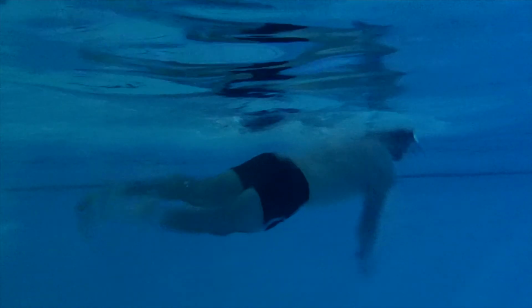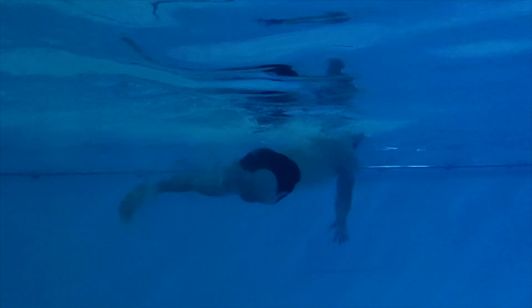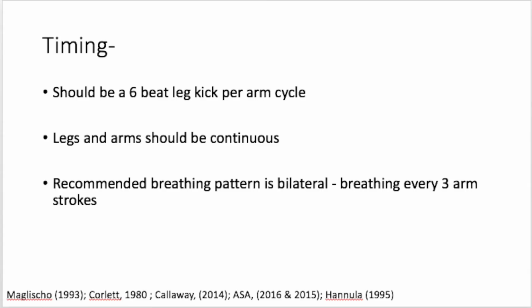The last part of the black principle is timing. For the timing to be good, the swimmer must have a continuous and alternating leg kick and arm cycle. The swimmer does have a positive arm stroke, however the swimmer's leg kick is not continuous, which can cause a decrease in propulsion. Due to having a non-continuous leg kick, the swimmer only has a 2-beat leg kick per arm cycle, with the recommended being 6. This is because it helps with propelling the swimmer through the water much quicker.